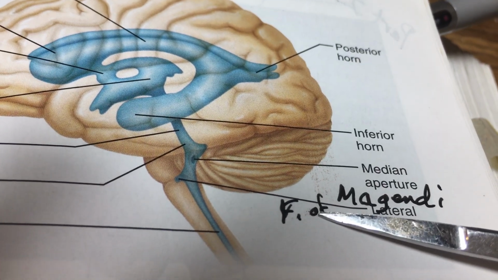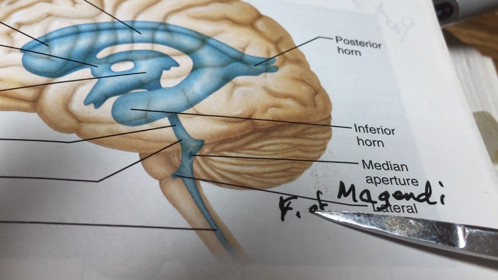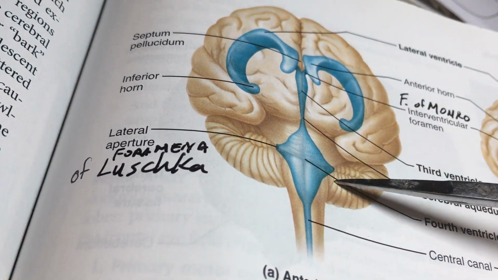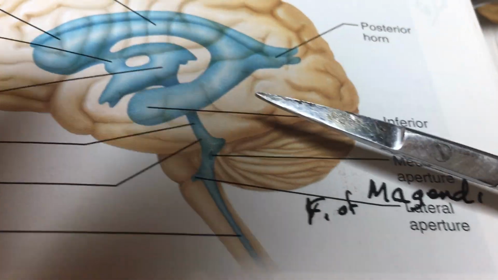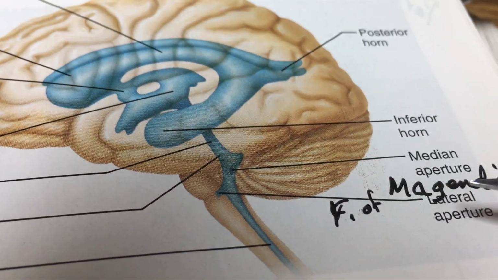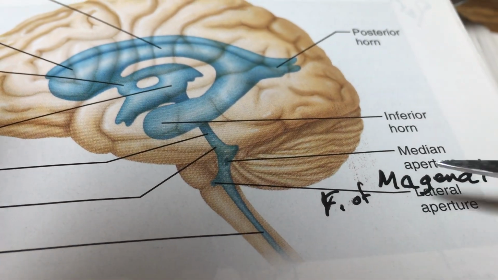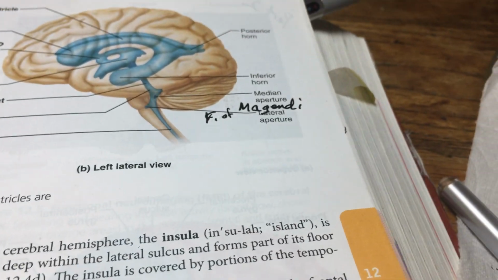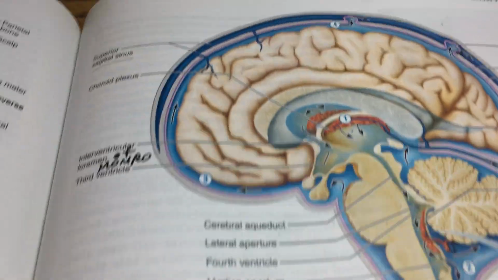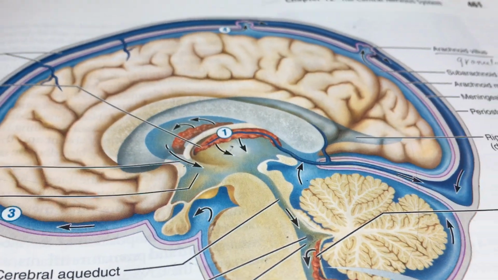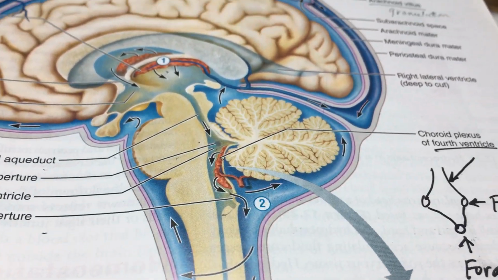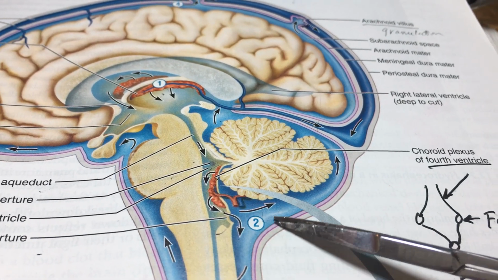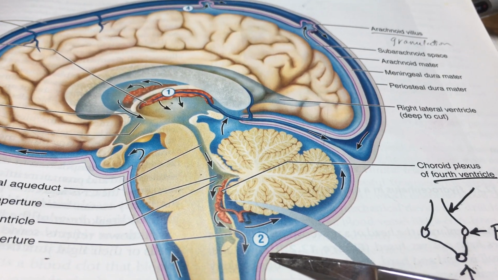Count them: 1, 2, 3. The 2 foramina of Luschka on either side, left and right, and the central median aperture, which is the foramen of Magendie. Where do these go is the next question. Let's take a look here. Where it goes from the fourth ventricle is to the subarachnoid space.